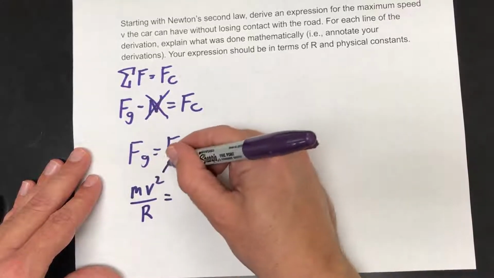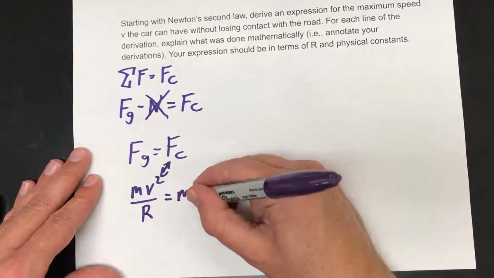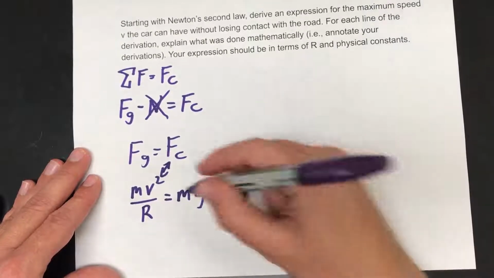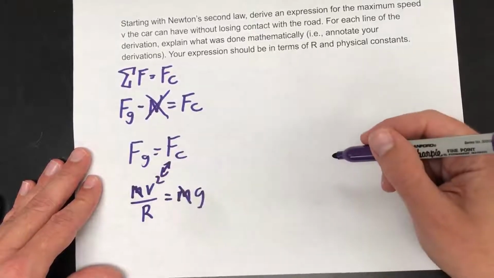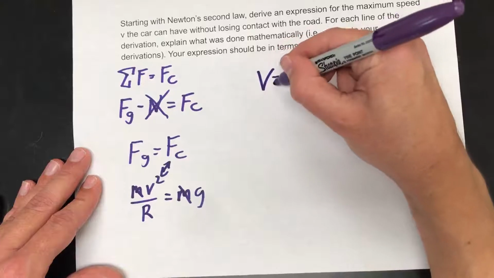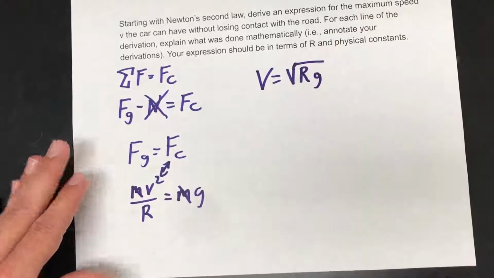Sorry, this side goes over there actually. And then the force of gravity is mass times gravity. So those two things cancel out. Solve for the v right here. So v then would be equal to the square root of the radius times gravity.